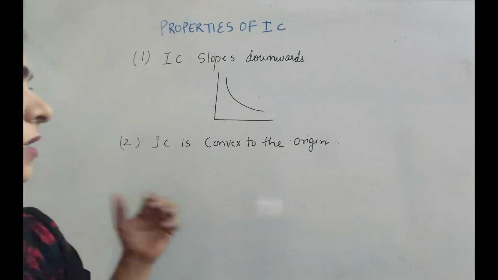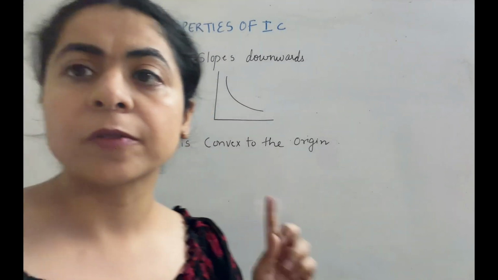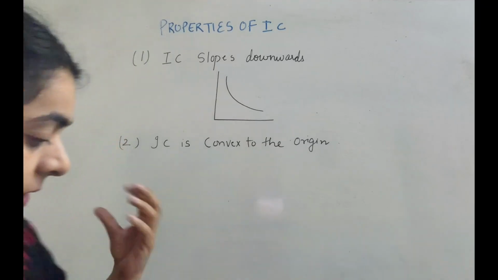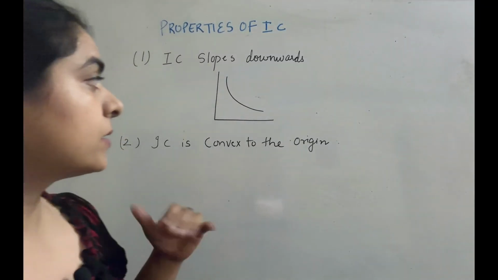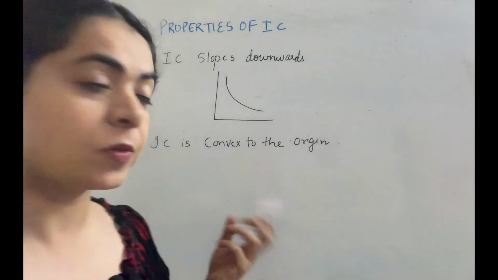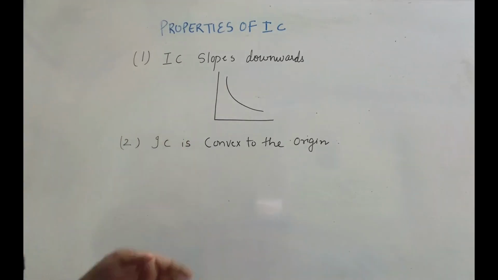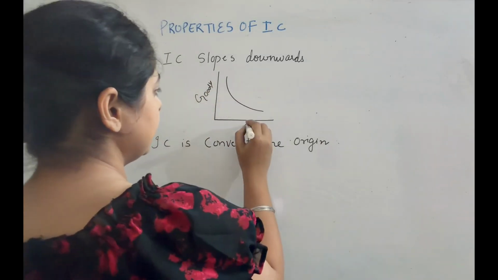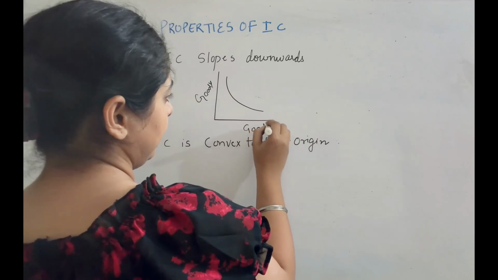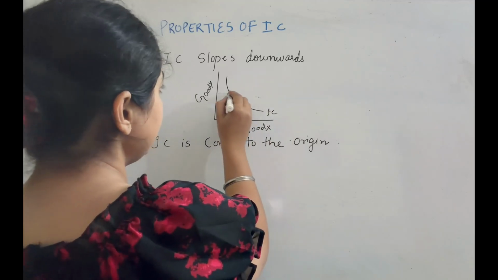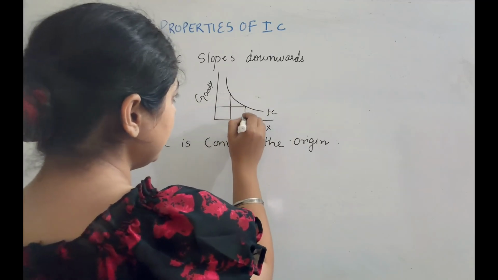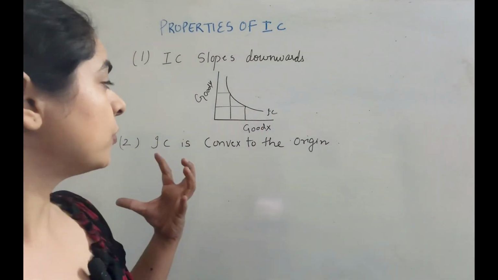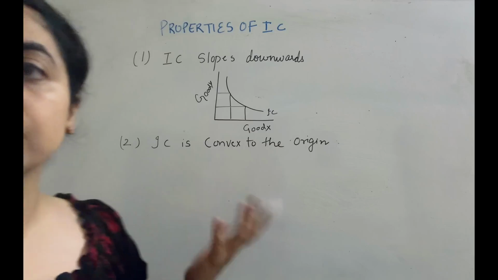Here are the properties or characteristics of indifference curve. The first property is that the indifference curve slopes downwards. The reason behind this is that since the consumer is consuming both the goods at all the combinations, both good Y and good X, in order to increase consumption of one good, he needs to sacrifice some units of the other good. Therefore, the indifference curve is downward sloping.